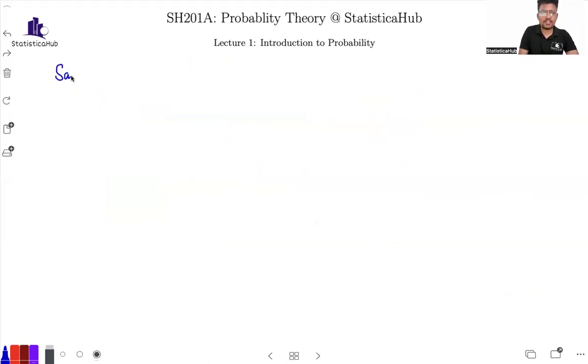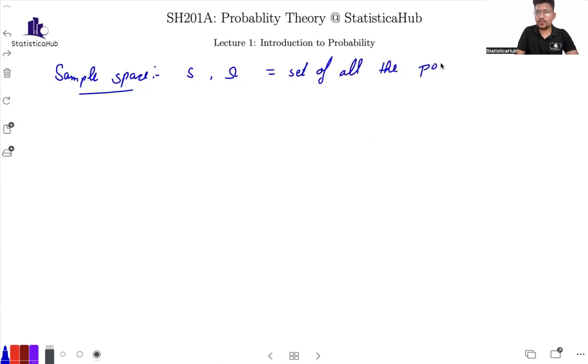What is the meaning of sample space? You generally write the sample space as S, or you denote it by omega, and it is the set of all the possible outcomes for an experiment, for a random experiment.